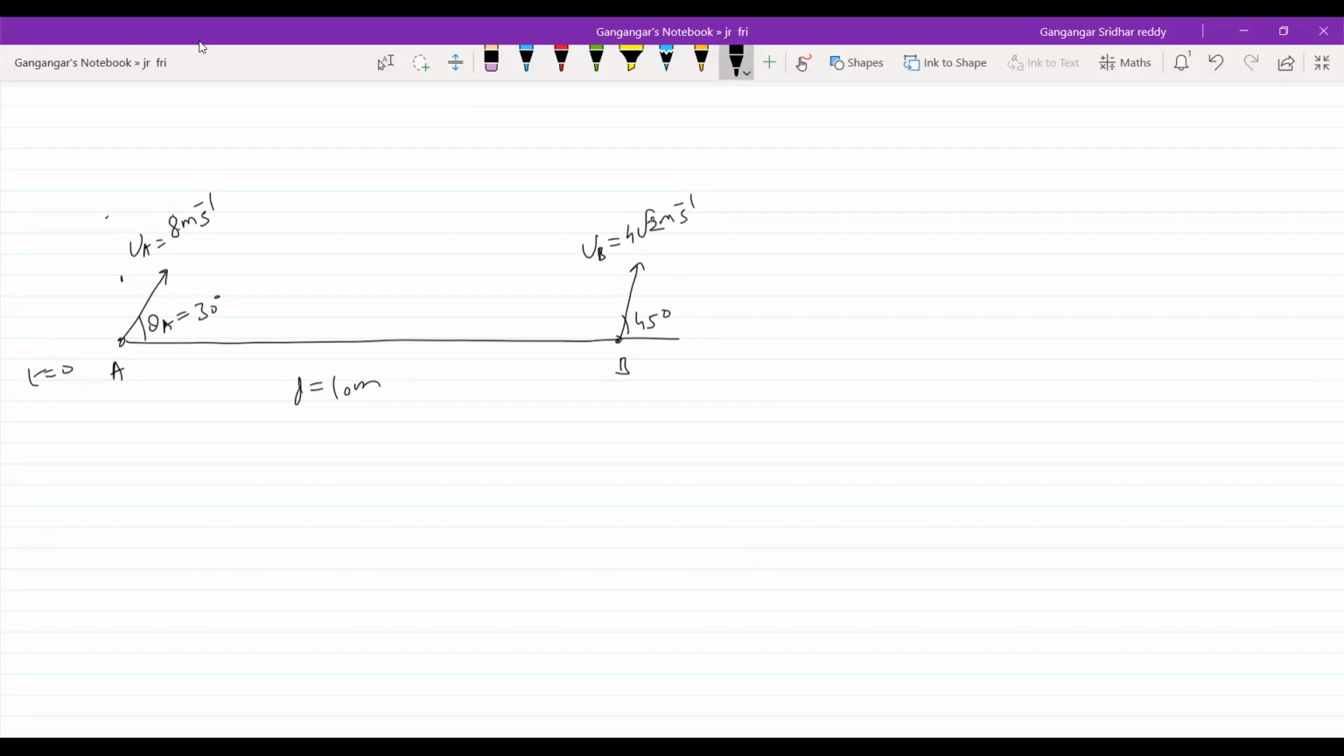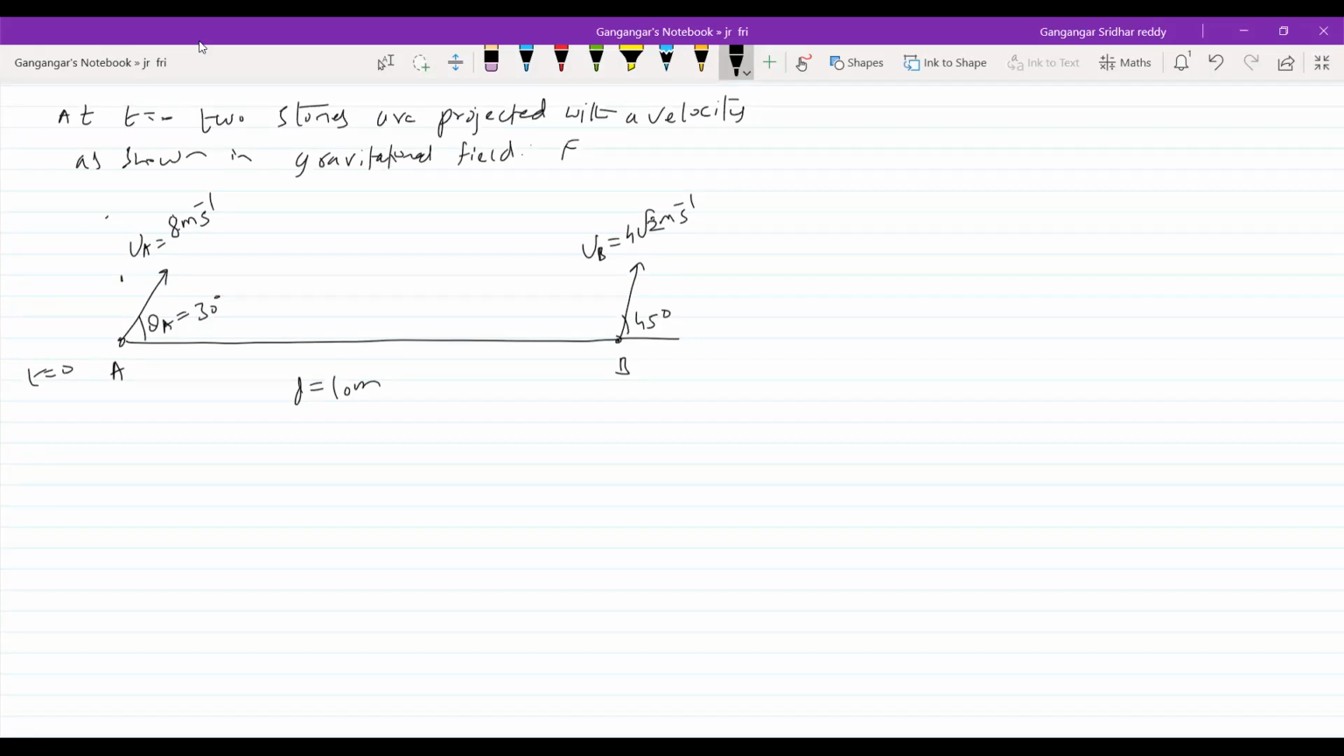At t equals 0, two stones are projected with velocities as shown in a gravitational field. Find the minimum separation between them.